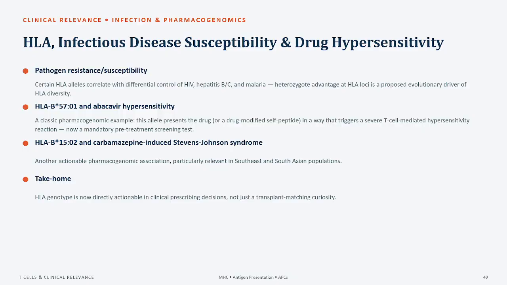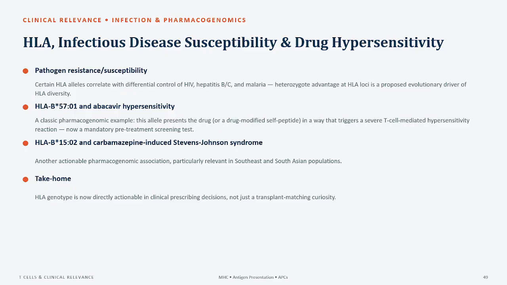HLA-B*57:01 and abacavir hypersensitivity is a classic pharmacogenetic example. This allele presents the drug or a drug-modified self peptide in a way that triggers a severe T cell mediated hypersensitivity reaction, which is now a mandatory pre-treatment screening test.